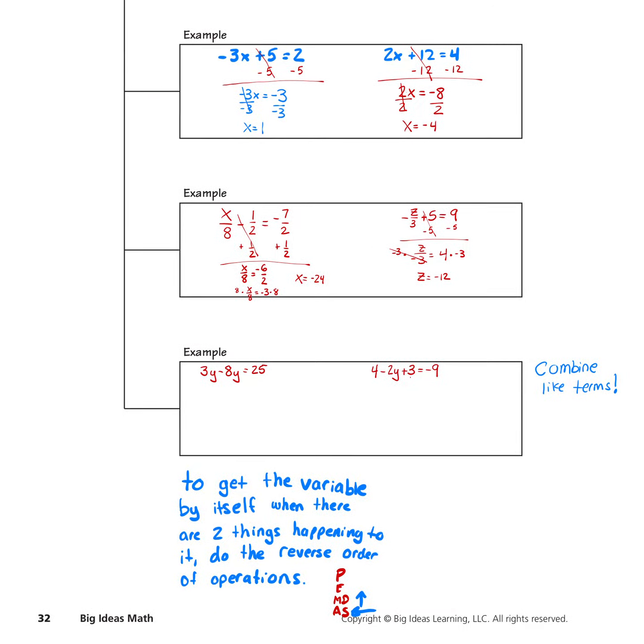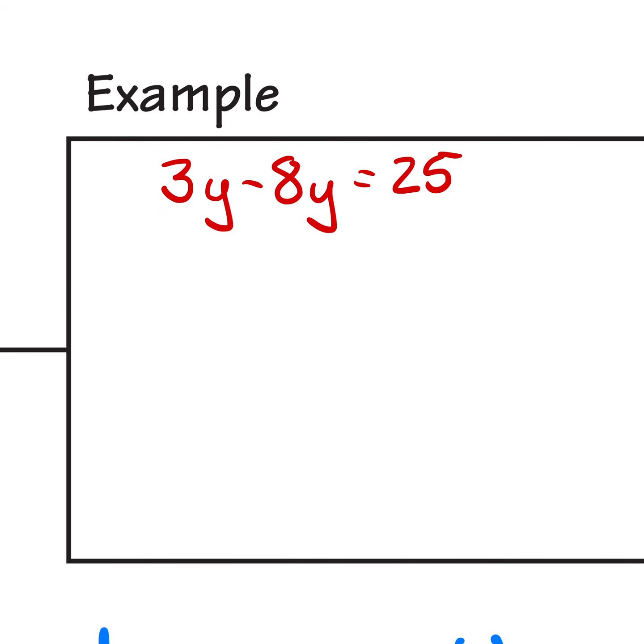Combine the like terms first. So step number 1 is to combine like terms. Step number 2 will be to get the number away from y, okay? Now remember, these are terms. The term is 3y. The other term is negative 8y.